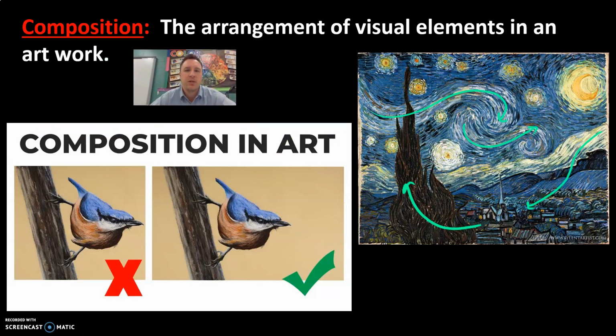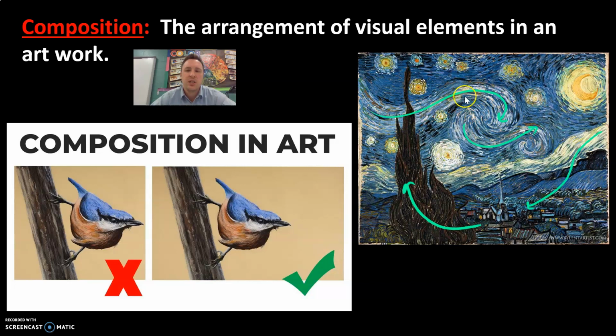Composition is the arrangement of the visual elements in the artwork, so how you arrange your artwork. So down here is an image that shows a composition that is not as strong, and then here with the green check shows one that's a little bit stronger because it just helps frame in the bird a little bit more. And then here you have Vincent van Gogh's Starry Night, the famous painting that I hope everyone has seen.